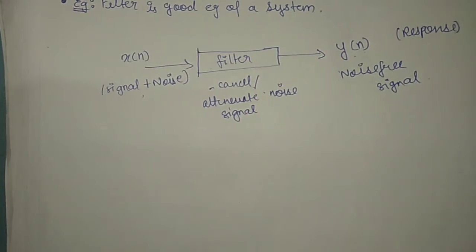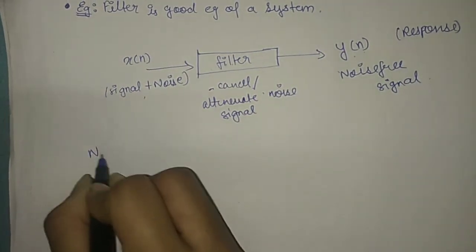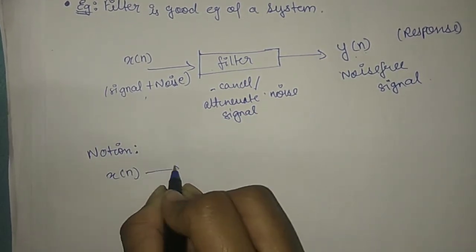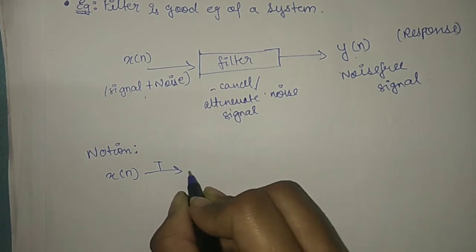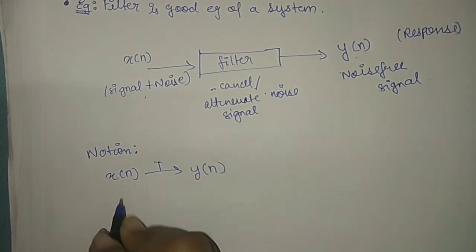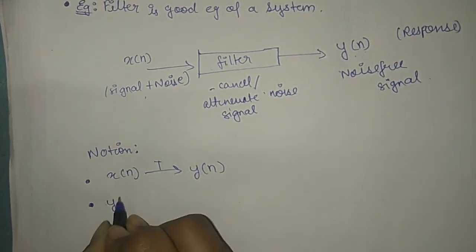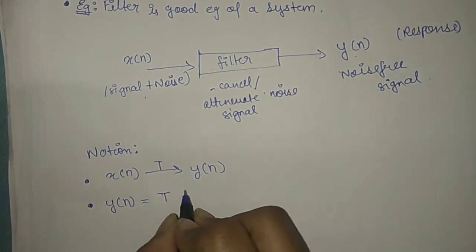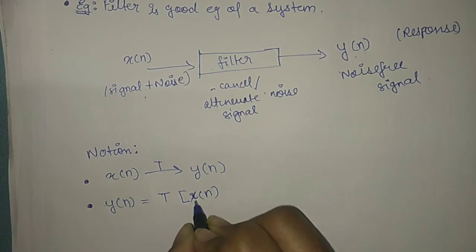When the input signal is passed through the system, it is represented as follows, that is the notation. Here is the input signal x of n, which is transformed. When processing is done, we get y of n as an output, or this can also be written as y of n equals transform of x of n. Here x needs to be small.